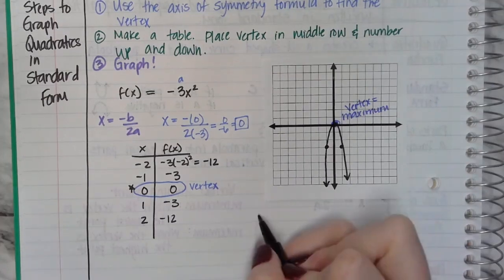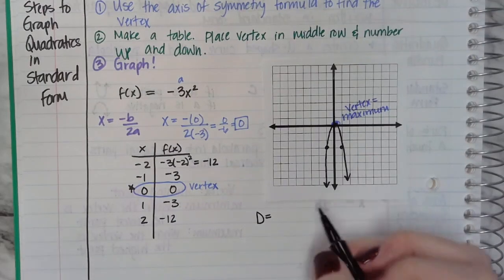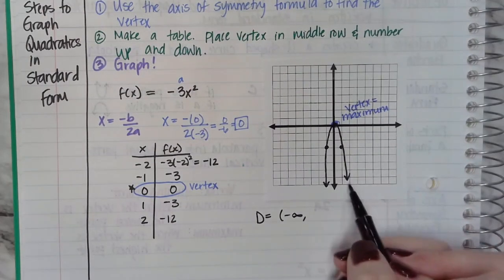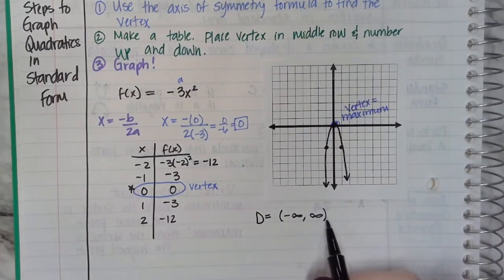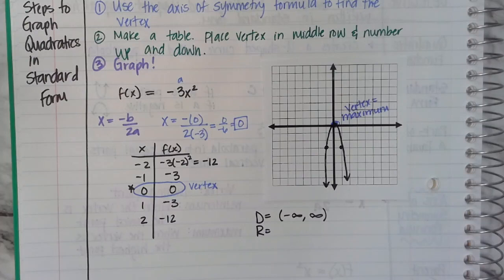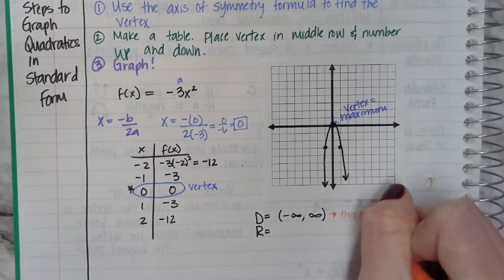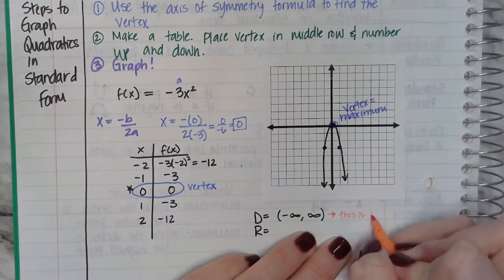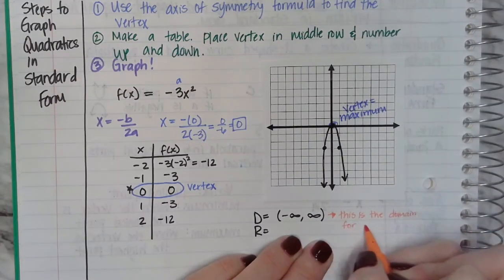Now let's list the domain and range of this function. If I list the domain, left to right, what do I notice on the left? We have an arrow, so that's negative infinity, comma, and then on the right, positive infinity. This will always be your domain for quadratics. Quadratics always have this same domain. So let's go ahead and write that down. This is the domain for all quadratics.